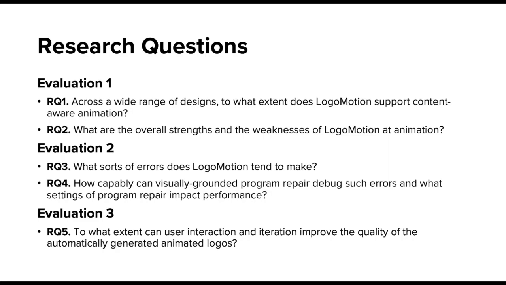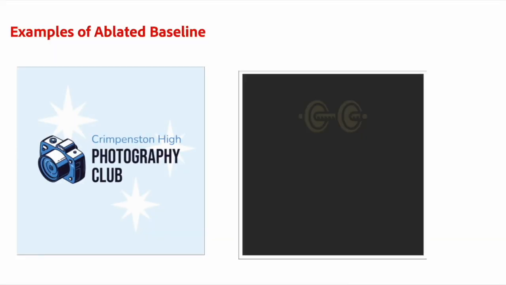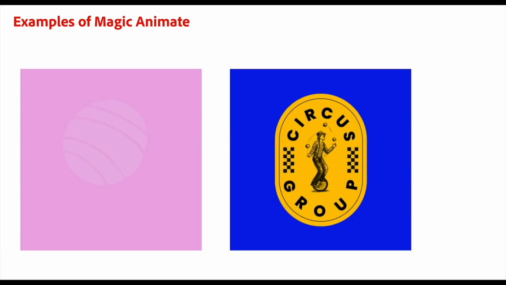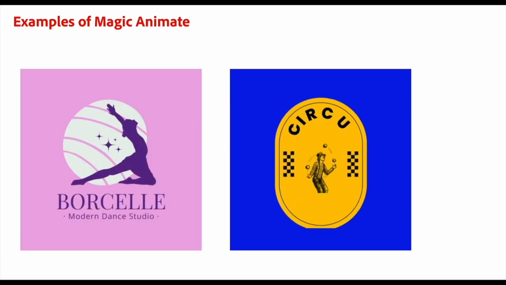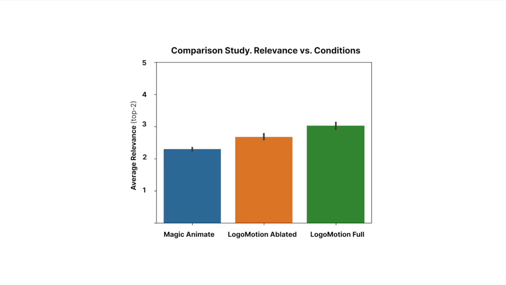We conducted evaluations to understand the quality of LogoMotion centered around the following research questions. The first evaluation was a comparison study that compared LogoMotion against an ablated version of itself, as well as against Magic Animate, an industry standard for page-level animation. We found that LogoMotion was rated by design professionals to have significantly more relevance to the subject matter of the logos and comparable sequencing and execution to the industry standard.